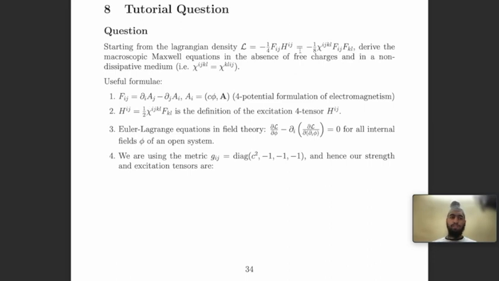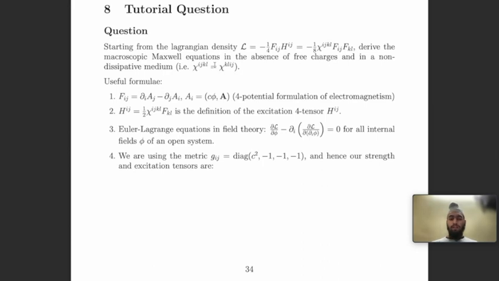And there are no source terms in this Lagrangian, so you need to derive the macroscopic Maxwell equations in the absence of free charges, hence no source terms. And in a dissipative medium, this Lagrangian density does not give the macroscopic Maxwell equations. So a non-dissipative medium manifests itself mathematically in terms of chi ijkl being equal to chi klij. You exchange the first two indices with the last two indices and you get the same tensor, right?